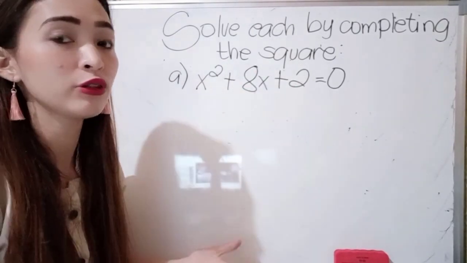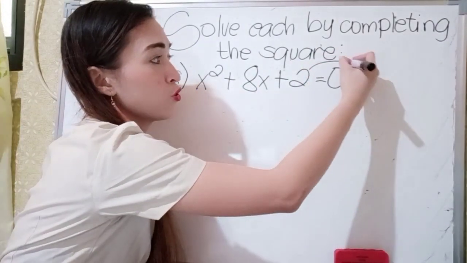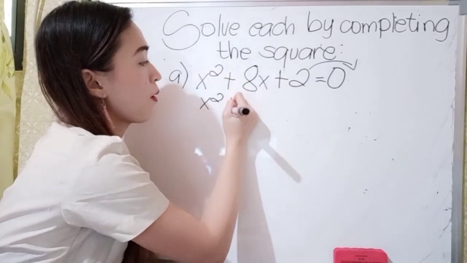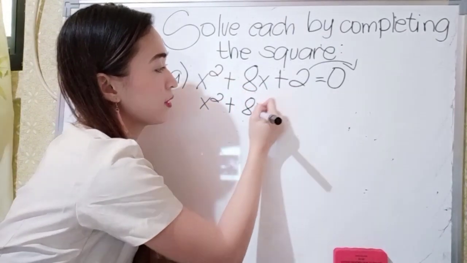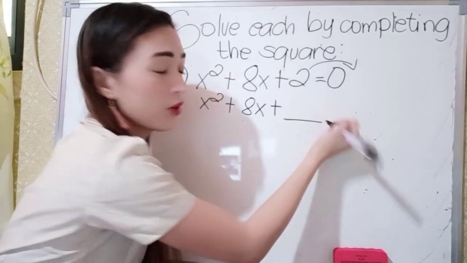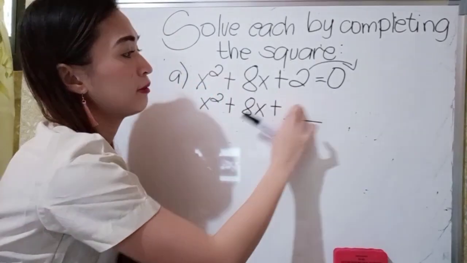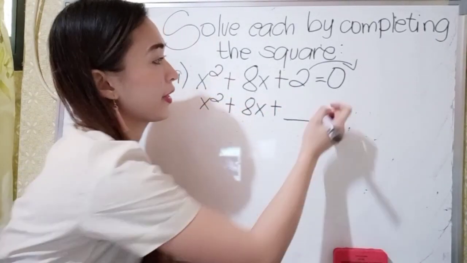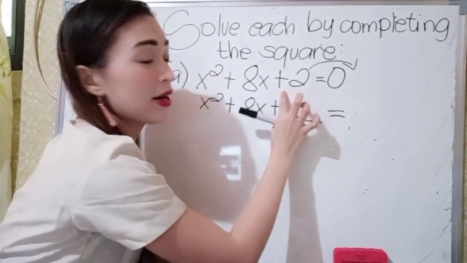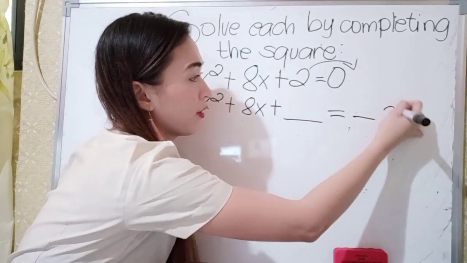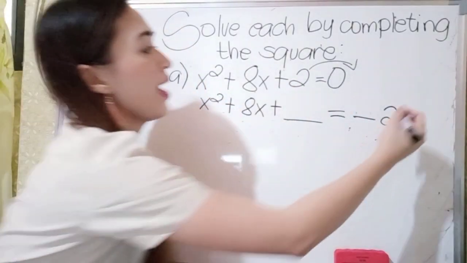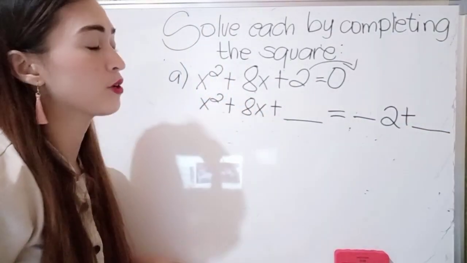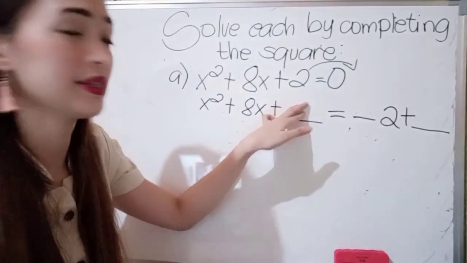What we're going to do is just transpose to the right. So it will become x squared plus 8x plus, let's find what is the missing term here. Let's complete the square later. Equals, positive 2 becomes negative 2, and then plus blank. We're going to fill this up later.